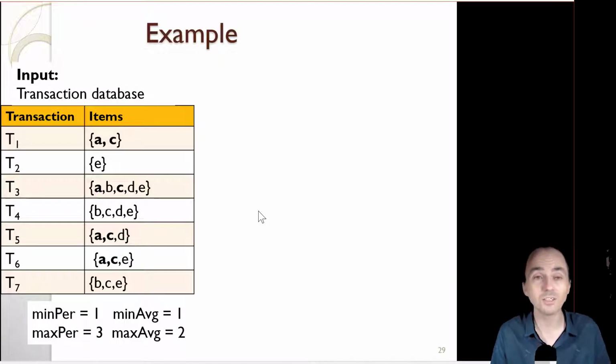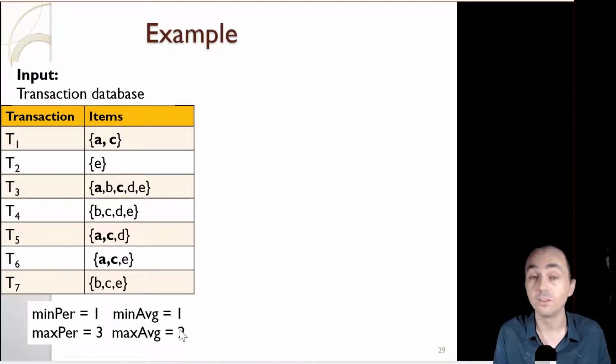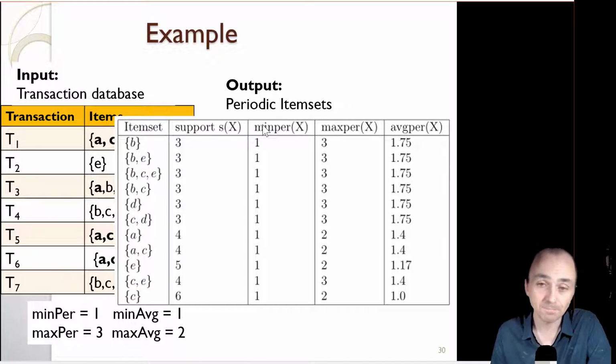So now let's look at a full example. We have the transaction database like before, and we set the minimum periodicity to 1, the maximum to 3, and the average we want to be between 1 and 2. So this is more flexible than the traditional problem. So we'll find the periodic item sets like this.